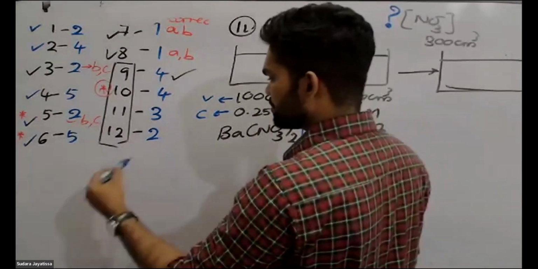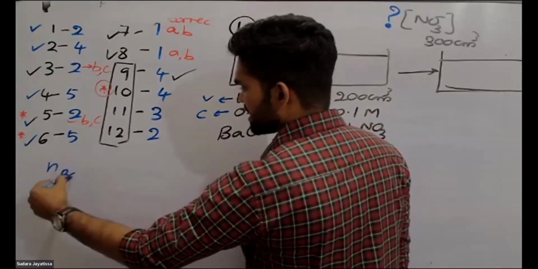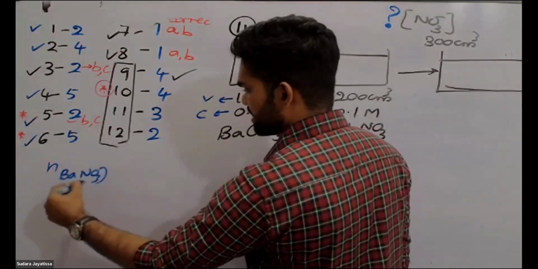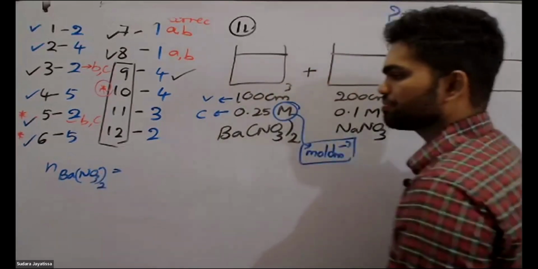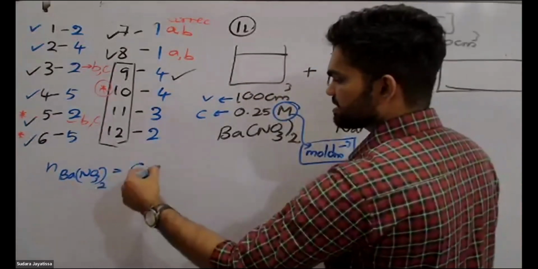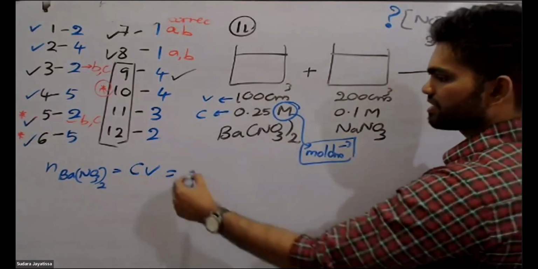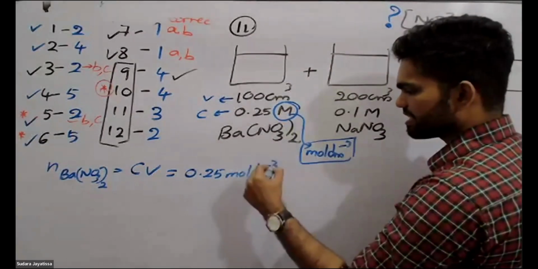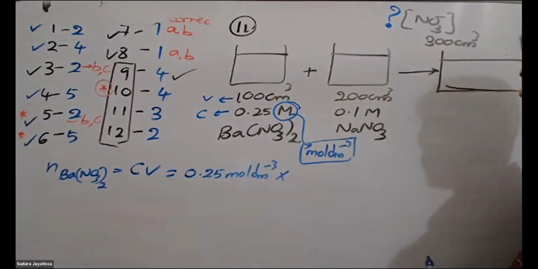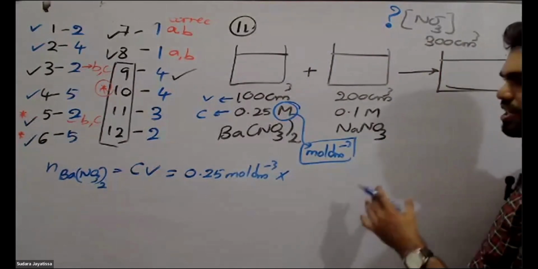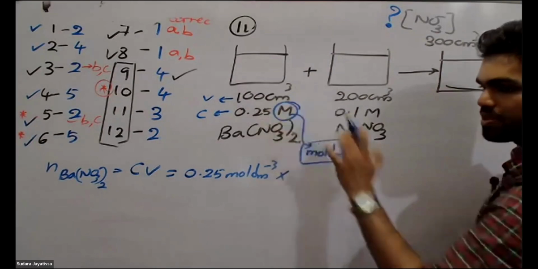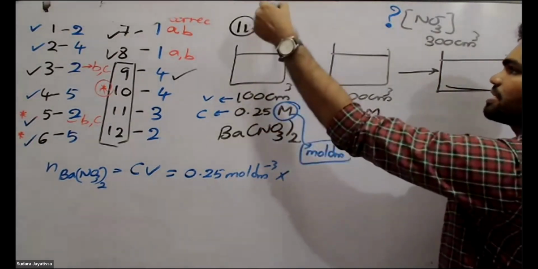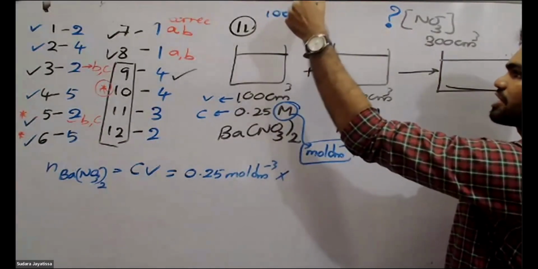So how do we find the moles? Moles of barium nitrate, Ba(NO3)2. You can multiply the concentration and volume. So 0.25 moles per decimeter cube is the concentration. For the volume, you can't put 100, because then it is 100 cubic centimeters. So you have to convert 100 cubic centimeters into decimeter cube.